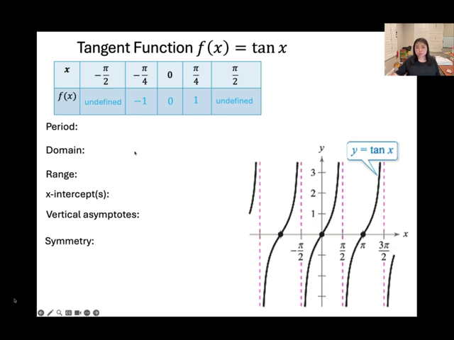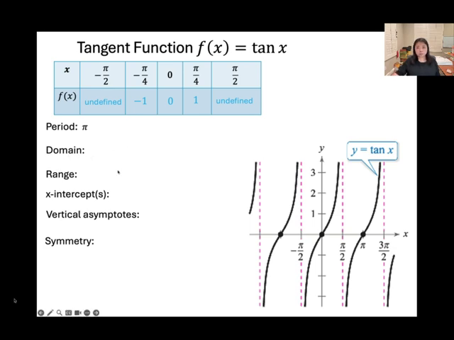Okay, first, think about it. What is my period equal to? It's going to be from negative pi over 2 to positive pi over 2, right? So pi over 2 plus pi over 2 will be equal to pi. Period equals pi, and then domain.